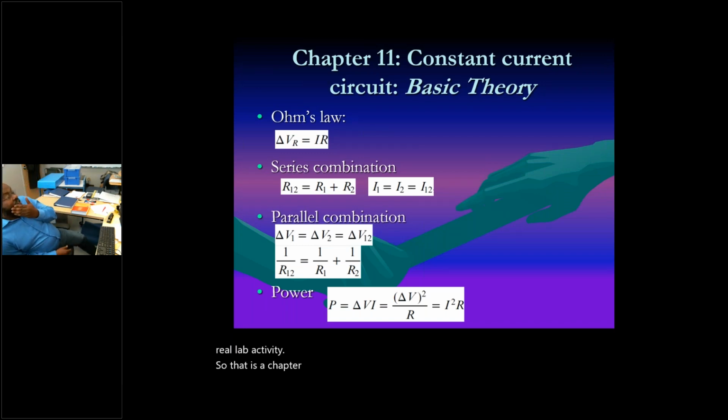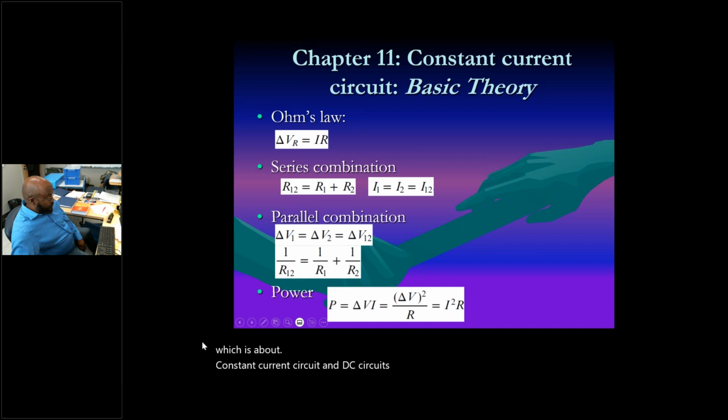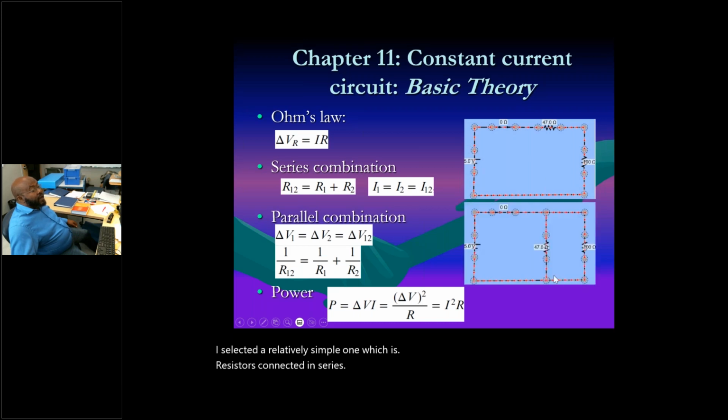So the other chapter that I'm going to sample for you is chapter 11, which is about constant current circuits, DC circuits, and I selected a relatively simple one, which is resistors connected in series and resistors connected in parallel.